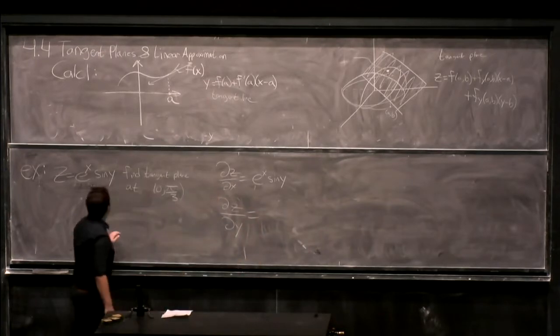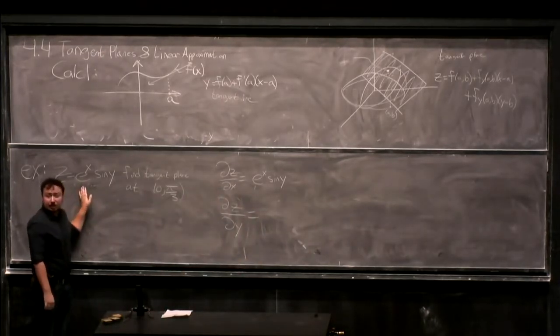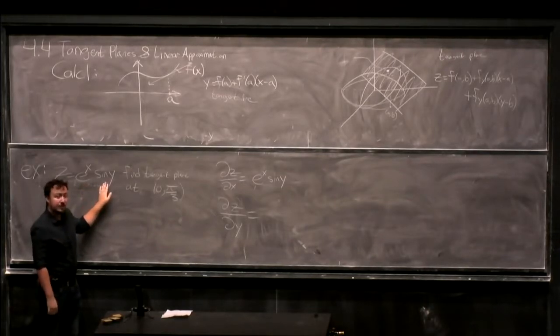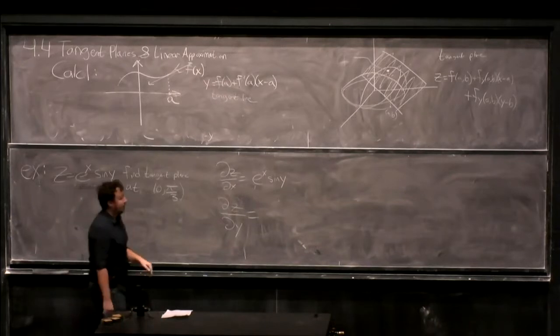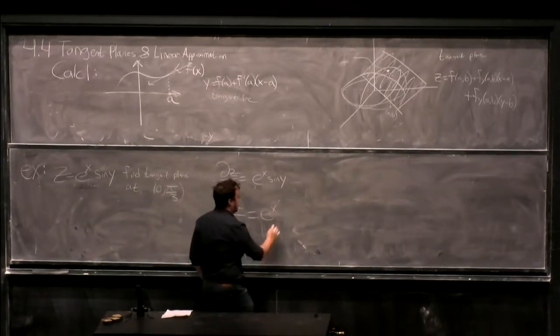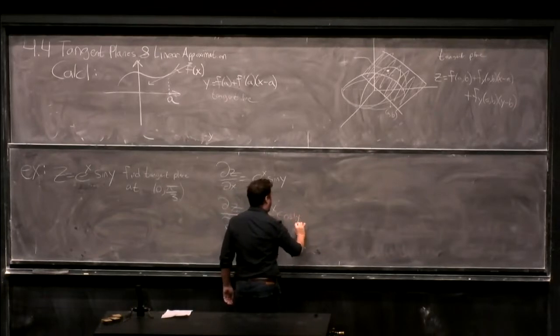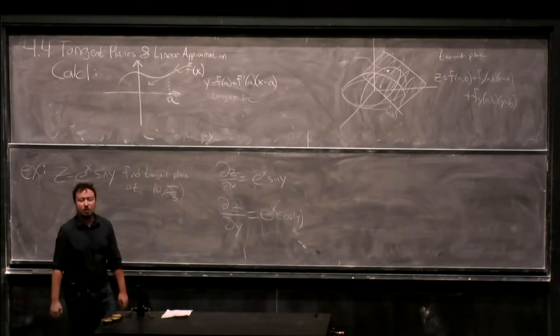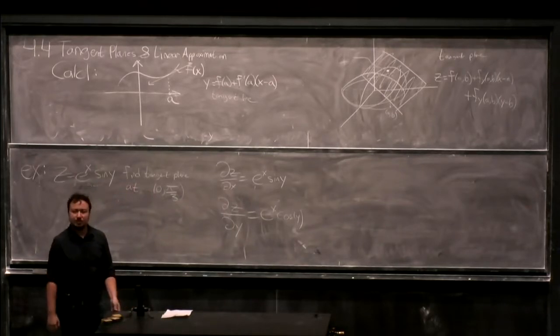All right. Well, now we leave the e to the x alone. That'll be our constant. And we'll take the derivative of sine of y. So we have e to the x, and then the derivative of sine of y is going to be cosine of y. So those are our partial derivatives.